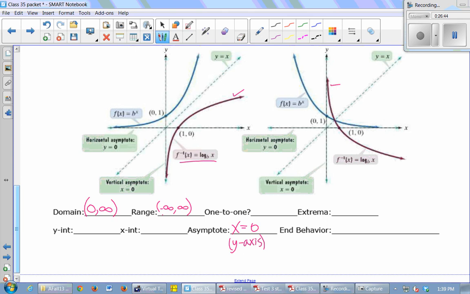Is this pink graph one-to-one? Yes. Does it have any extrema? Does it have a y-intercept? No, because it approaches the y-axis but never touches it. How about an x-intercept? 1, 0. And end behavior.